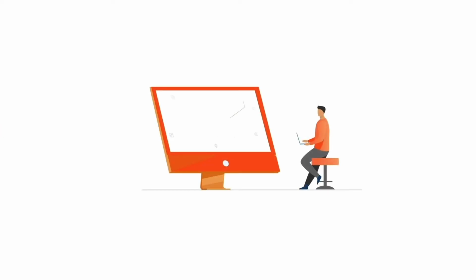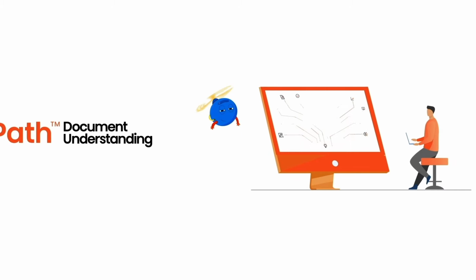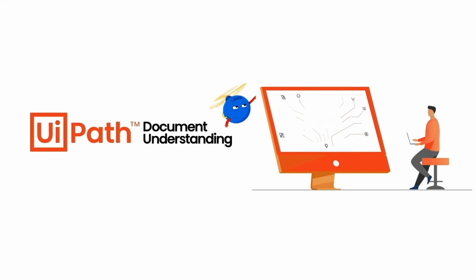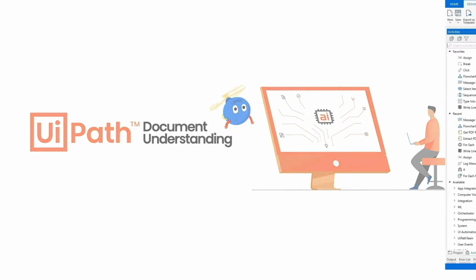Welcome. UiPath Document Understanding provides AI-enhanced skills to your robot for extracting and interpreting data from various structured and unstructured documents. Let's look at some feature enhancements we have in the 20.10 release.